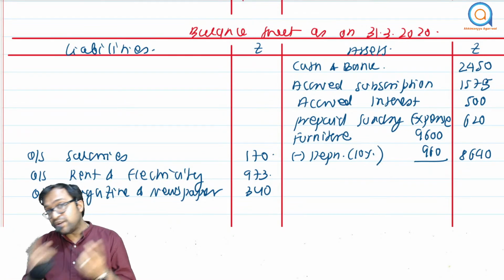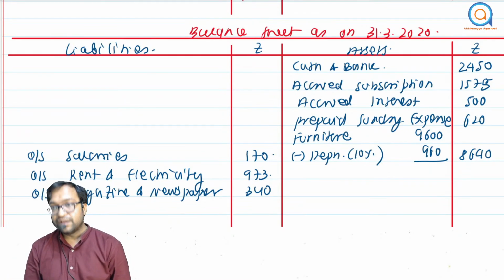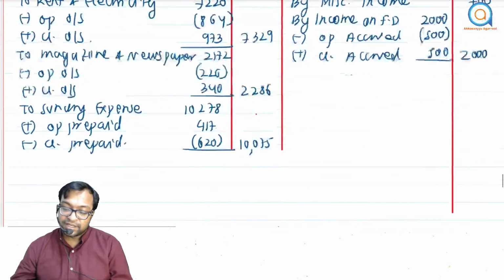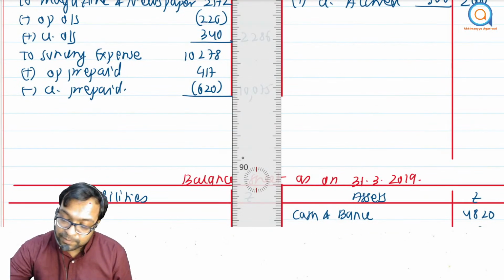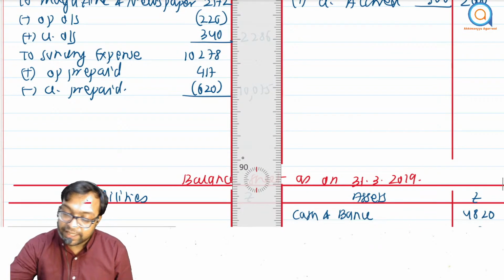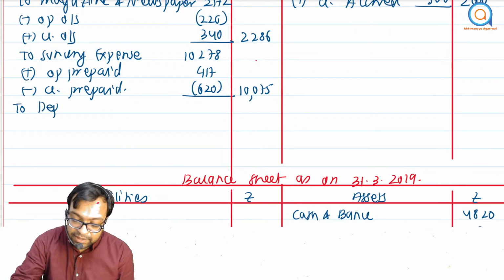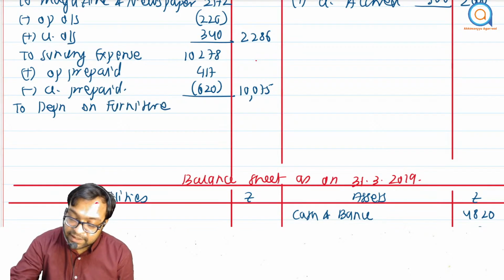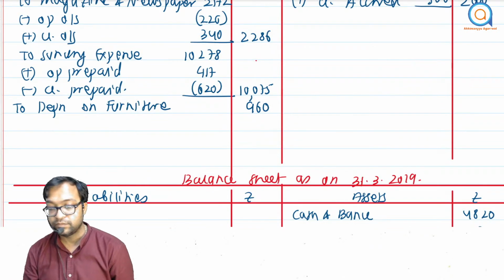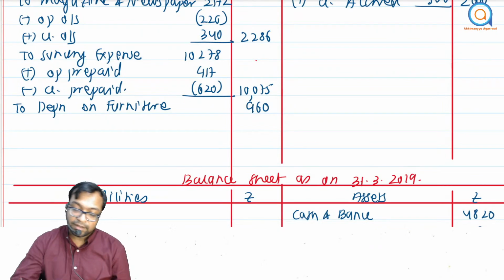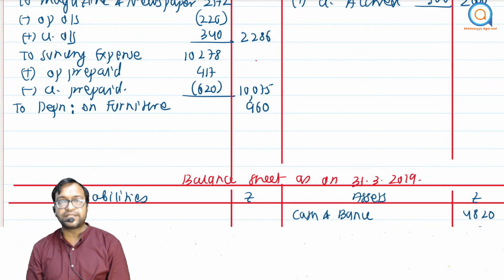But depreciation will also come in income and expenditure. Don't forget, depreciation will come in income and expenditure. So go to your income and expenditure and write like this: depreciation on furniture, that is 960. Okay? Depreciation on furniture 960.